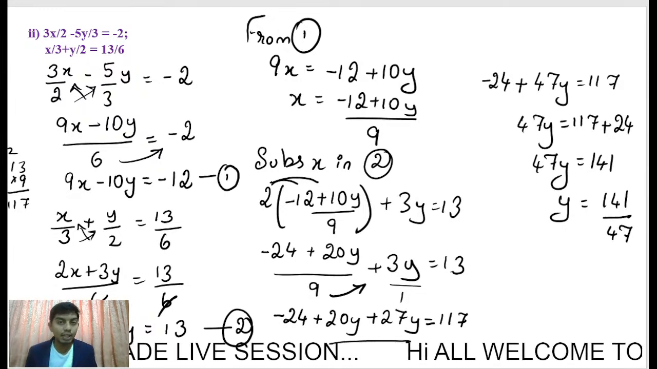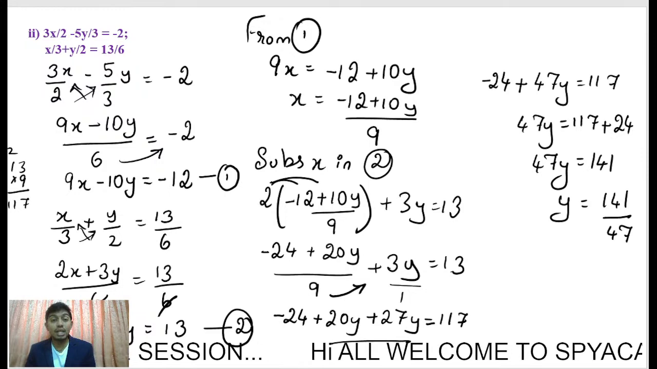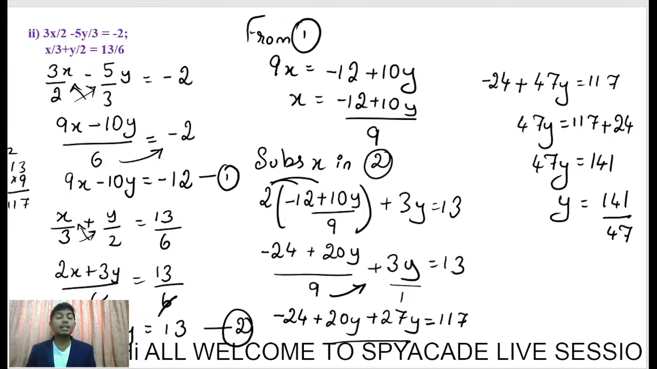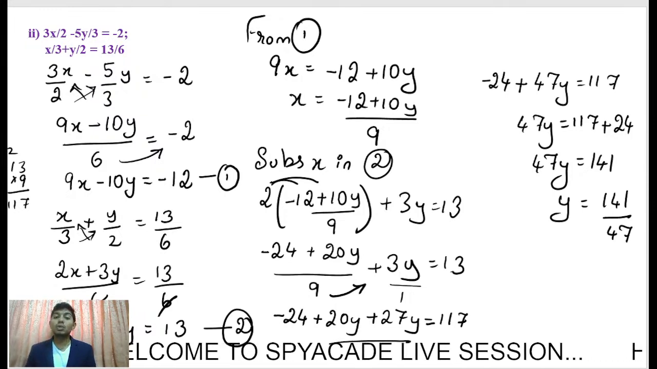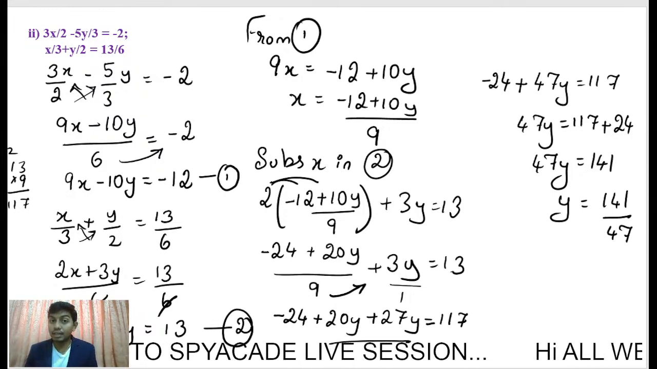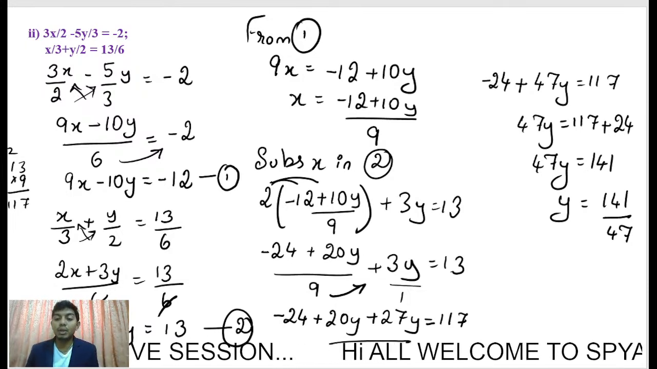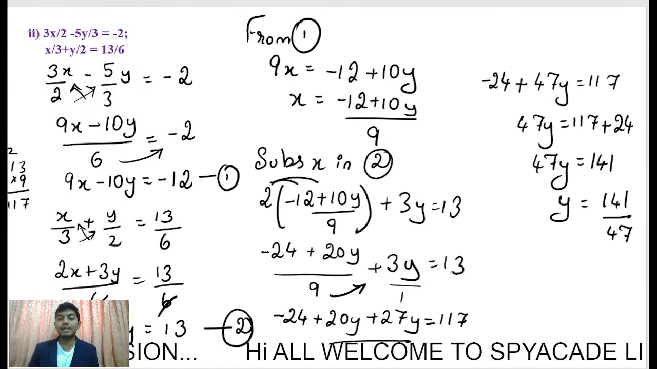Why? Because 47y in the sense 47 into y, right? 47y in the sense 47 into y. So this multiplication you are bringing to the other side, and so it's becoming division. So y is equal to 141 divided by 47.